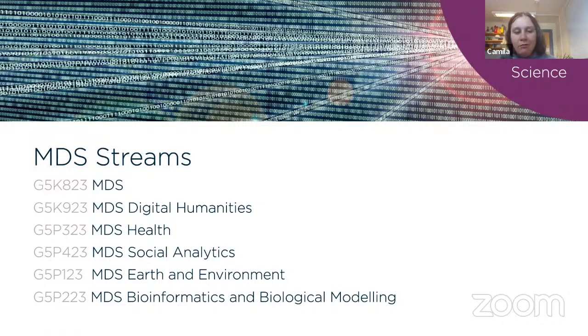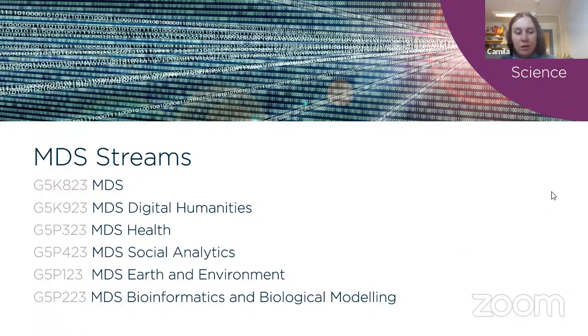Then we have Earth and Environment. So Earth and Environment is delivered in partnership with our Earth Sciences department, looking at geology, geophysics, and so on. So techniques for understanding, for example, satellite image, GIS, and developing those skills further. But also natural hazards such as earthquakes, flooding, and so on.